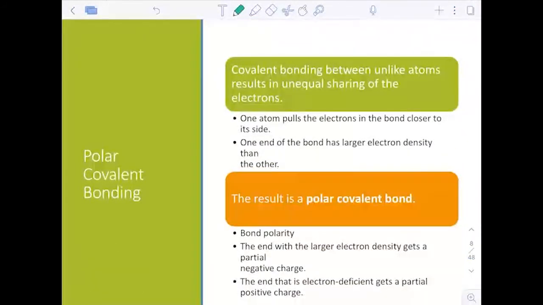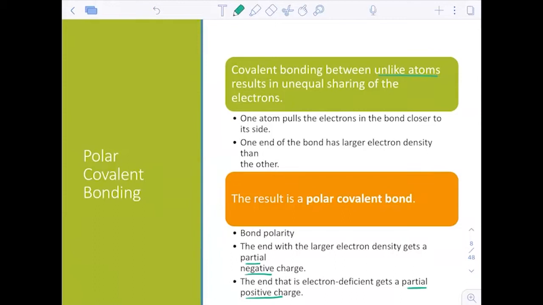So in covalent bonding between unlike atoms, that results in an unequal sharing of electrons, which usually means one atom is pulling the electrons closer to its side. That means that one end of the bond has a larger electron density. So that results in the polar covalent bond. The bond is polar. It will have a partial negative and a partial positive charge. We'll be able to see what that looks like on the next slide.